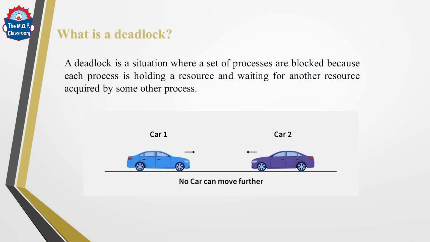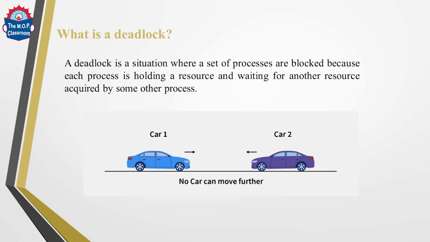So the definition of a deadlock is, a deadlock is a situation where a set of processes are blocked because each process is holding a resource and waiting for another resource held by some other process. Before we deep dive into the definition of a deadlock, let's consider an example for better understanding.